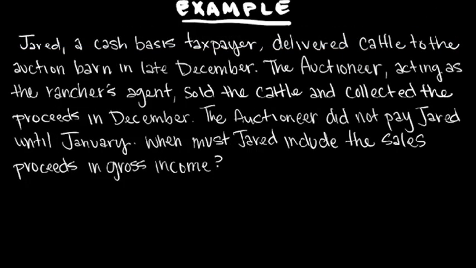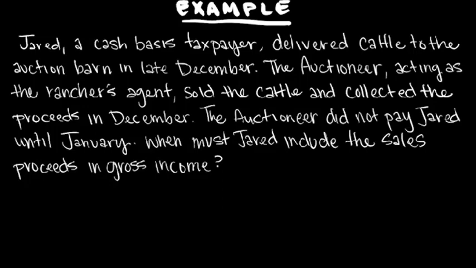Jared, a cash basis taxpayer, delivered cattle to the auction barn in late December. Jared being the principal. The auctioneer, acting as the rancher's agent, sold the cattle and collected the proceeds in December. The auctioneer did not pay Jared until January. So when must Jared include the sales proceeds in his gross income? Jared must include the sales proceeds in his gross income for the year the auctioneer received the funds.